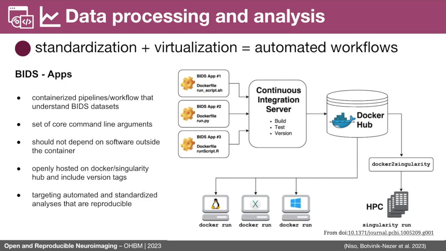And as mentioned before, they specifically focus on data sets that are BIDS conform, and they all entail basically a set of core command line arguments. So most of them cannot be run via a graphical user interface, but have to be run from the command line. Importantly, they should not depend on software outside the container, and as said before, should be openly hosted on Docker or Singularity Hub, these repositories to share software containers, and include specific version tags so that when you run a processing pipeline, analysis pipeline, on your data set using a specific version, other folks should be able to get that specific version to rerun your analysis and reproduce results ideally.